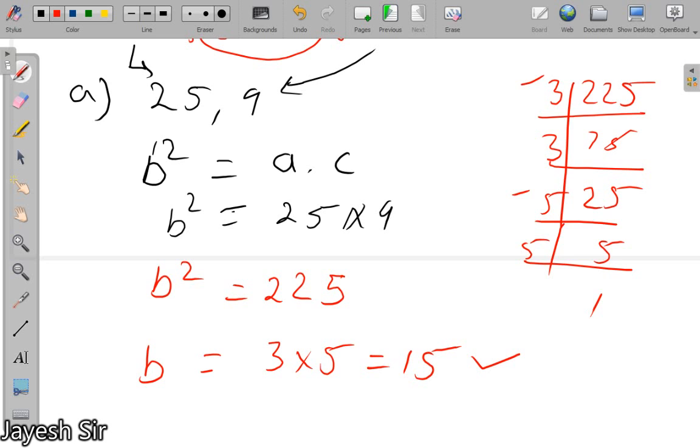Word problems of this exercise we will not be doing. We will not be doing the word problems of this exercise due to lack of time.